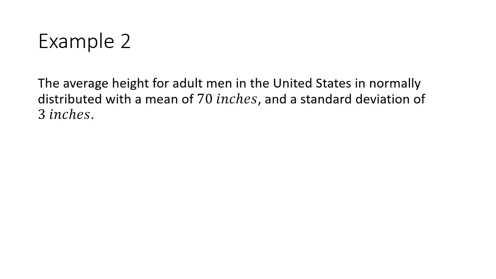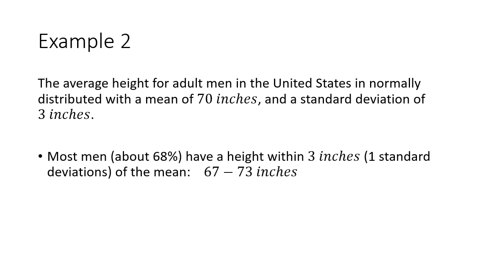So let's do an example to look at this and see what this really means in context. The average height for an adult man in the United States is normally distributed, which means it's symmetric. When I use that phrase normally distributed, that means it's the symmetric or the bell curve. Normally distributed, bell curve, those are interchangeable. So the mean is 70 inches. That means that the average man in the United States has a height of 5 foot 10 inches, or 70 inches, and there's a standard deviation of 3 inches.